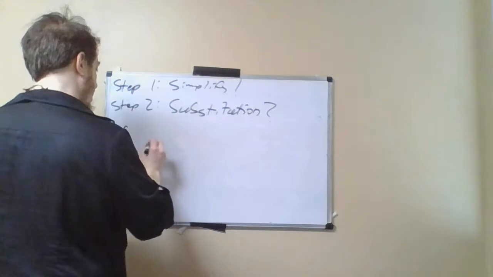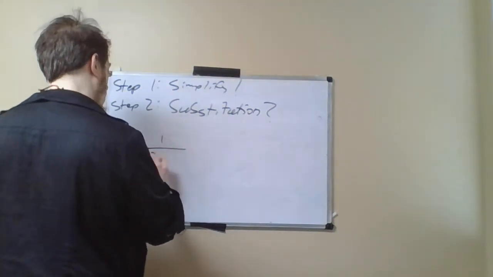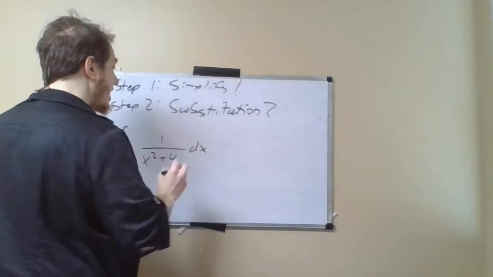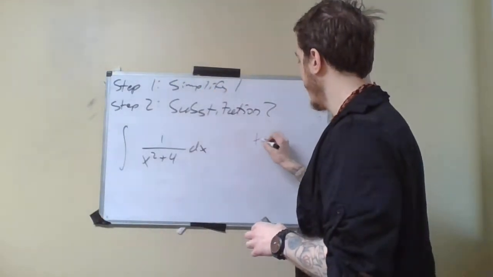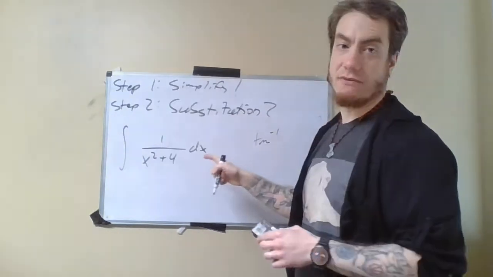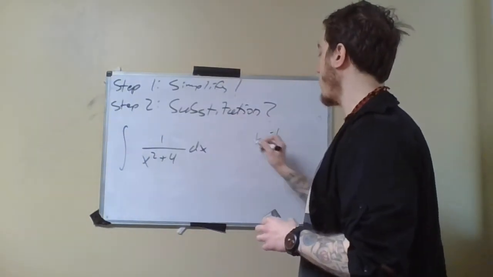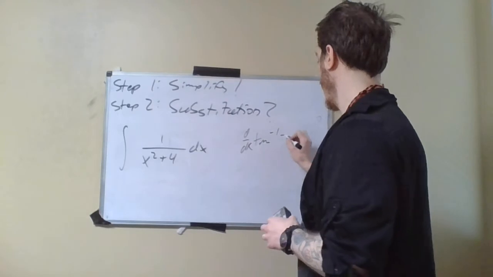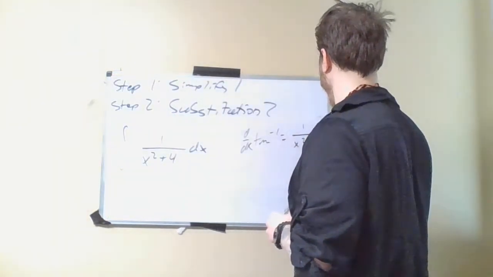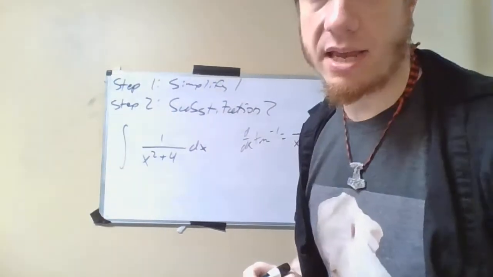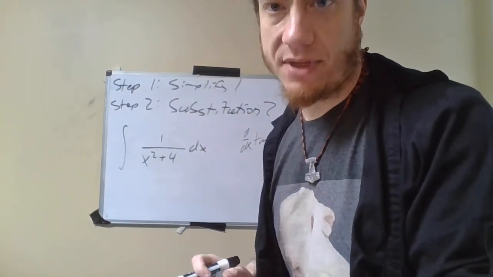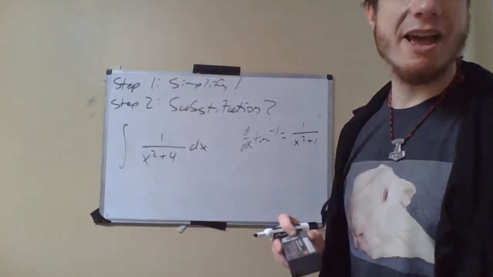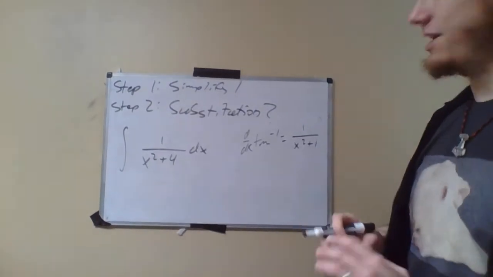supposing that I had something like the integral of, instead, 1 over x squared plus 4 dx. In this case, I recognize that this looks like an arctangent derivative, because the derivative of arctangent of x is 1 over x squared plus 1, I think. Now I'm going to double check here to make sure that I'm correct. Yeah, that is correct. So just making sure that I'm not lying to you here. Sorry about that.